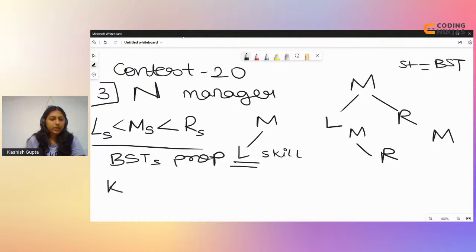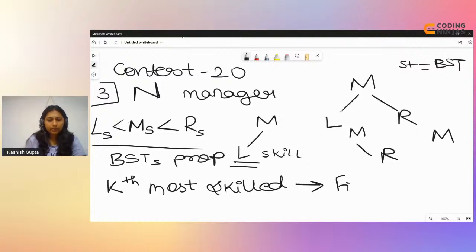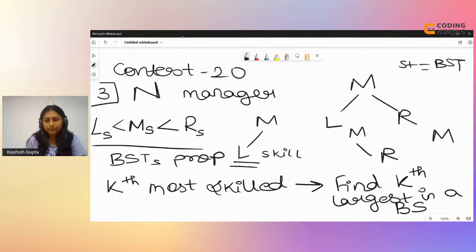What we have to find is the kth most skilled. So the question basically becomes: find the kth largest in a BST. So let's try this with an example. I hope everyone understood why the question basically shifted to the standard problem, which is find kth largest.